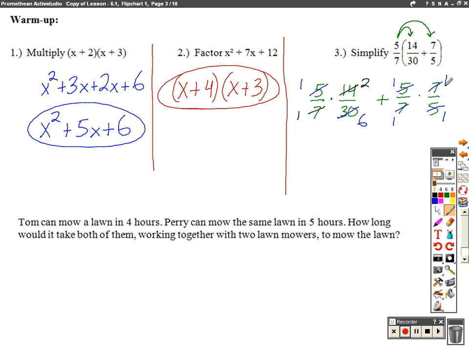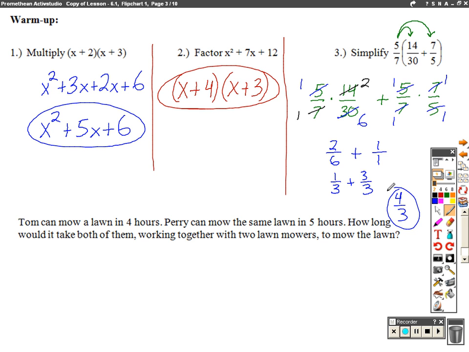Now I can multiply straight across in each of those. 1 times 2 is 2, 1 times 6 is 6, plus 1 over 1, which is 1. Or I'll just leave it as 1 over 1, common denominator, 1/3 plus 3/3 is 4/3.